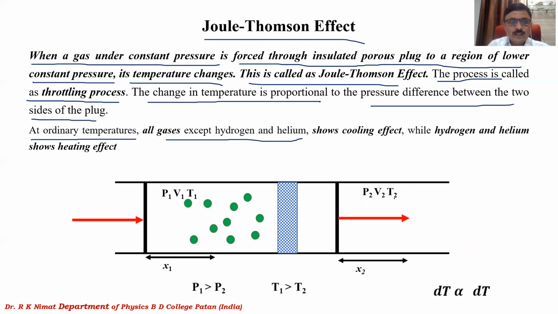So as usual, we have seen the pressure on the left side is greater than the pressure on the right side, and the temperature on the right side of the porous plug will be lower than the temperature on the left side. That means the temperature will decrease, and the change in temperature is proportional to the change in pressure. So here we have to write this change in temperature is proportional to this change in pressure, somewhat like this. So this is the Joule-Thomson effect that can be stated and that can be observed.